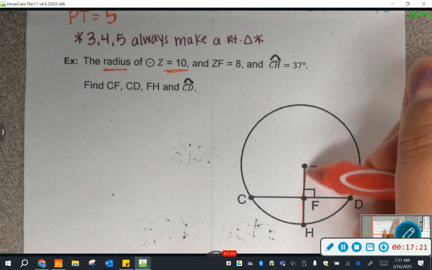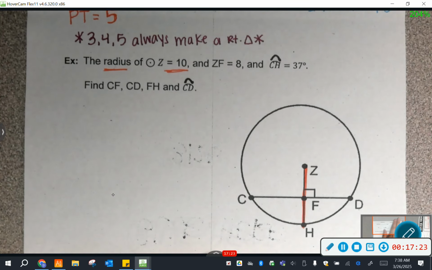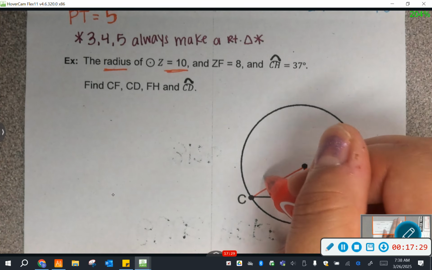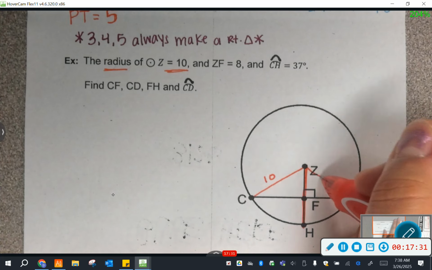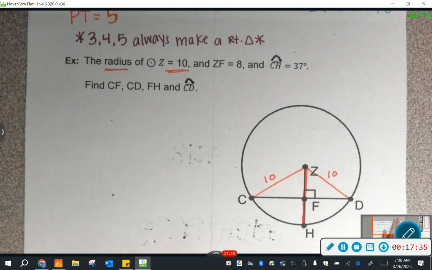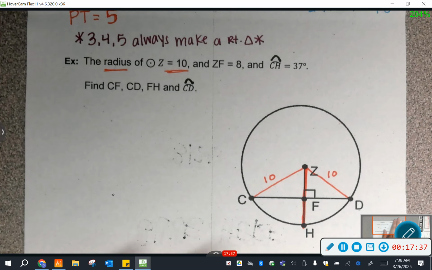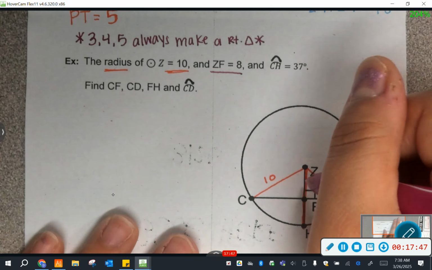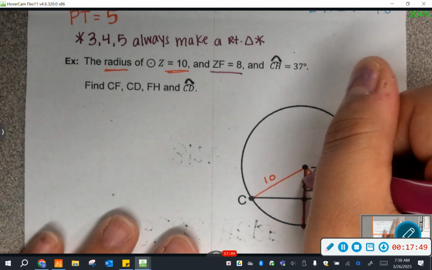Do y'all agree this whole thing is 10? What else is going to be 10? Z to C and Z to D. I can also connect Z to C, input 10, and Z to D. Those are all, everything we just did, those are all radii. That's multiple radiuses. It also tells me Z to F is 8. So I'm going to put an 8 right there.